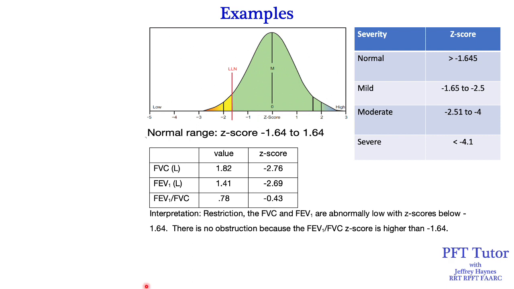So the interpretation is restriction. Both the FVC and the FEV1 are abnormally low, with z-scores below minus 1.64. There is no obstruction because the ratio of FEV1 to FVC is well above the lower limit of normal. In terms of severity, the FVC with a z-score of minus 2.76 and the FEV1 with a z-score of minus 2.69 would be classified as moderately impaired.